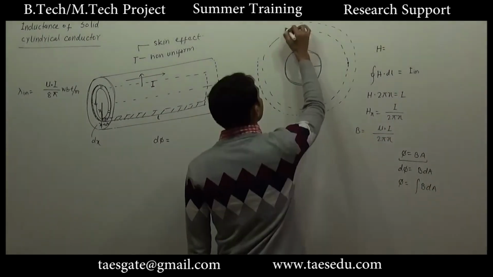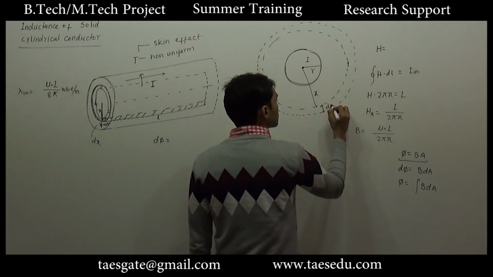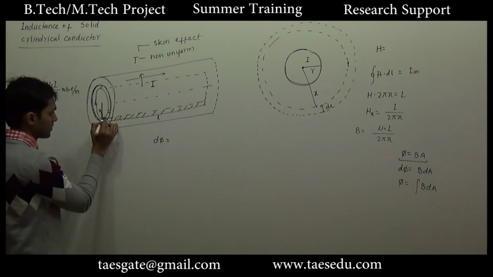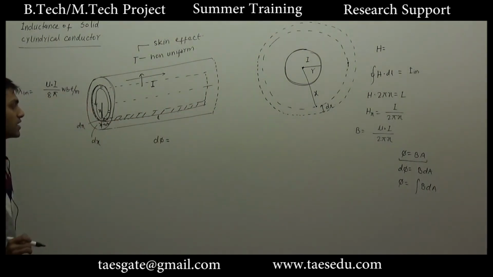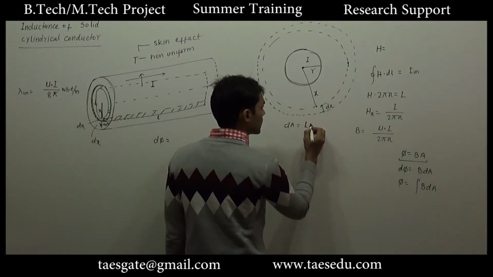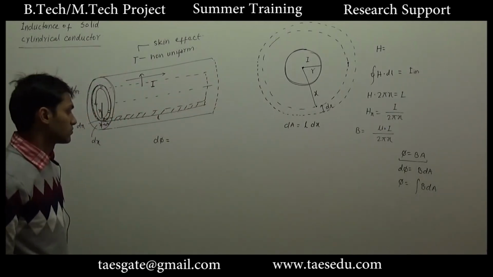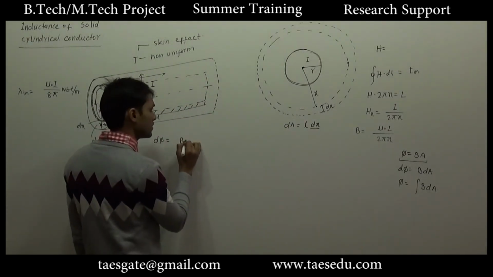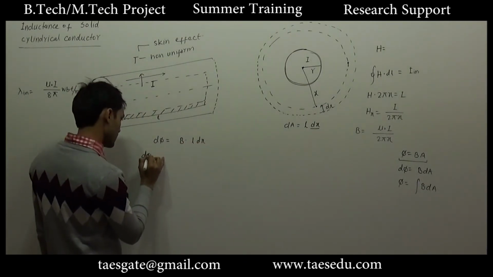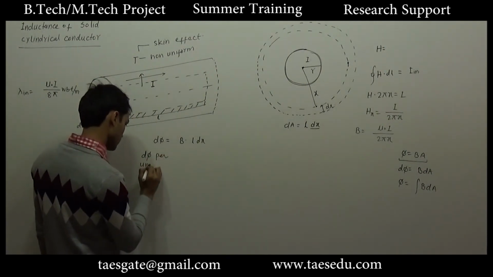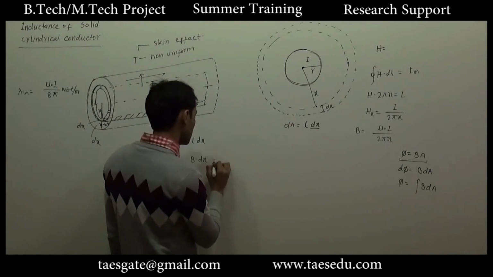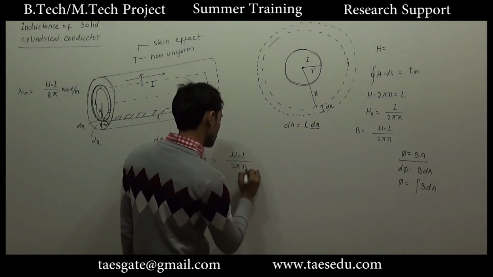So what will be dA? Let us consider a width dx, and here we have an elemental width dx, and this length is L. So dA will be the length of the conductor into dx. So the elemental flux which will be confined in this area will be B into L dx, or the elemental flux per unit length will be B dx, and B is mu naught I divided by 2 pi x, dx.